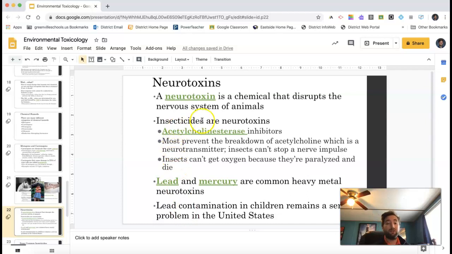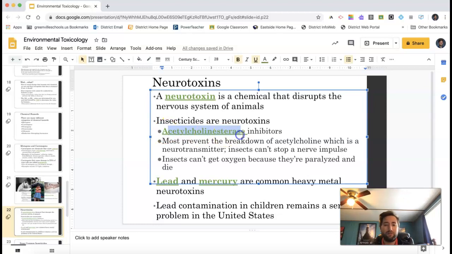So insecticides are also neurotoxins, and most of them are these things called acetylcholinesterase inhibitors. Acetylcholinesterase is an enzyme, and the enzyme is going to break down this thing called acetylcholine. Acetylcholine is a neurotransmitter. A neurotransmitter is a molecule or a compound that goes across the synapse, and I'll show you a picture, across the synapse to transmit a message.